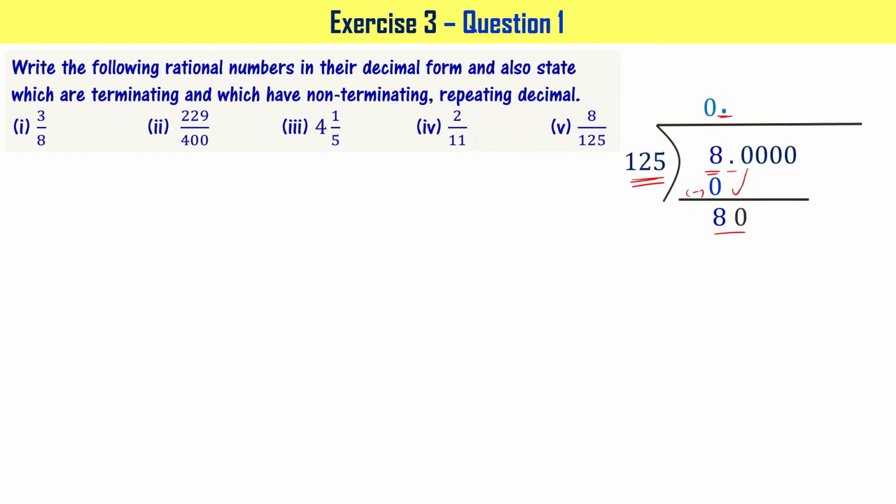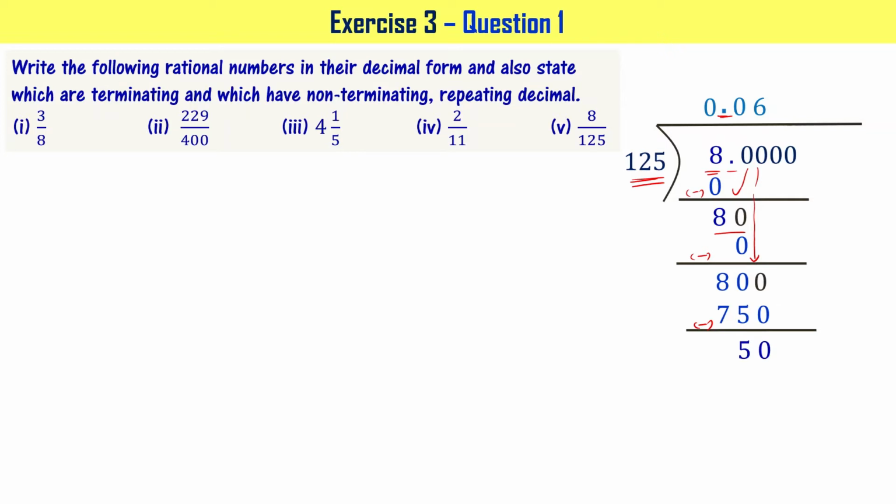So now what I'm going to do is 0 times 125. Let me put 0 there. And 0 times 125 is 0. Let me subtract that from 80. When I do that, I have 80 as the remainder. Now let me bring another 0 down. When I do that, it becomes 800, right? Now 6 times 125, that is 750. Let's subtract that from 800. When I do that, I have 50.